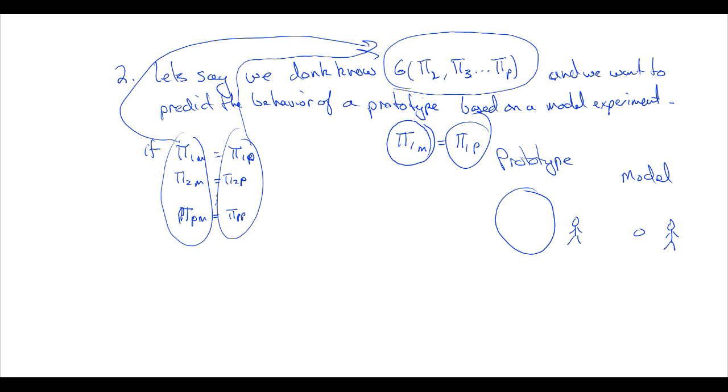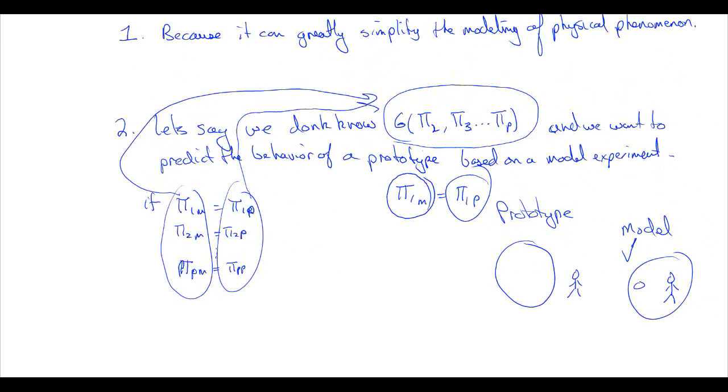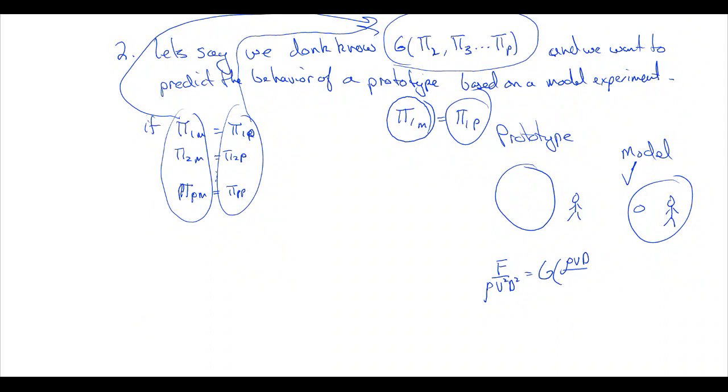So we can go up here. We can say, listen, we know that f divided by rho v squared d squared is equal to some function of rho v d over mu. We can measure Reynolds number, and as long as we match the Reynolds number for eventually what our prototype is going to be used for with our model, then we know that f over rho v squared d squared for the prototype has to equal f over rho v squared d squared for the model. So we can measure this for the model and know that it's equal to the prototype.